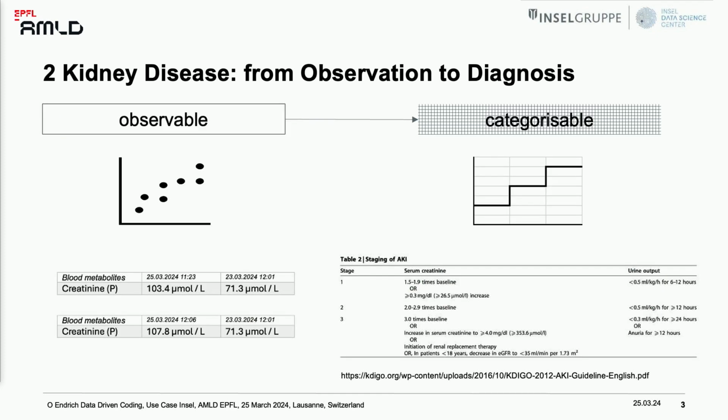The second step: how to make this observable diagnosis categorizable. There is a huge evidence of data. It's a very common disease. It affects a lot of people worldwide. About 10% of the population has some kind of kidney disease. So we have a lot of data points, and experts, panels and international bodies decided to categorize kidney disease in stages.